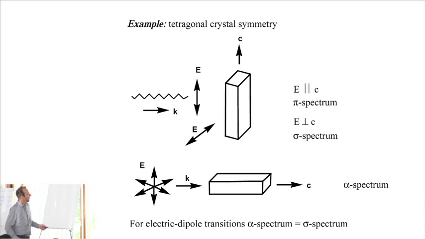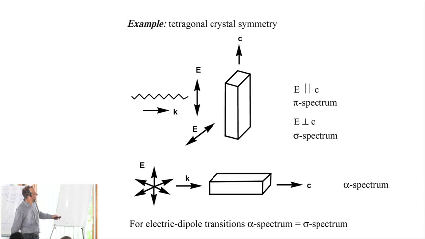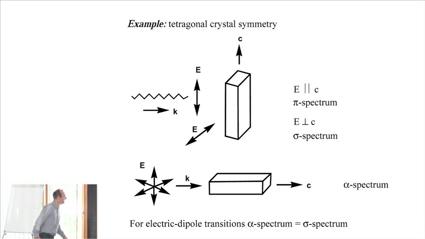Okay, this is an example of a crystal with tetragonal symmetry. So you can either direct your E-vector parallel to the C-axis of the crystal, this gives you the so-called pi spectrum, or you can direct it perpendicular to the C-axis, which gives you the sigma spectrum. The third way of doing spectroscopy with such a tetragonal system is to align your K-vector along the C-axis and apply no polarization to your incoming radiation, which gives you the alpha spectrum. And for electric dipole transitions, the alpha spectrum corresponds to the sigma spectrum.